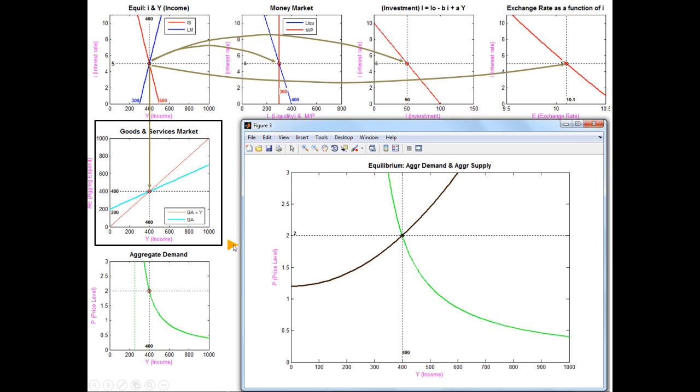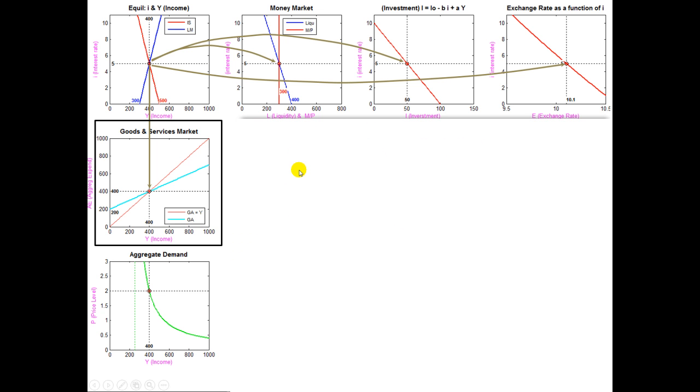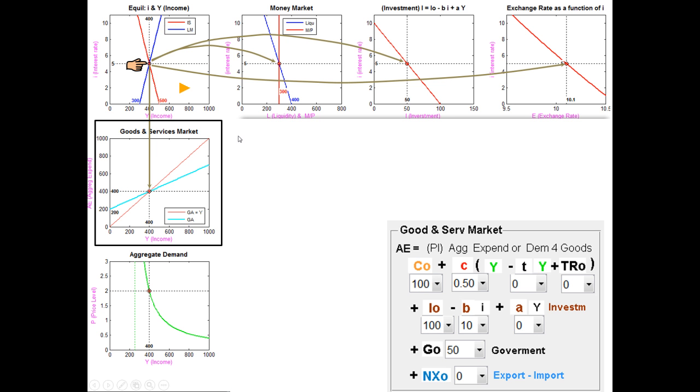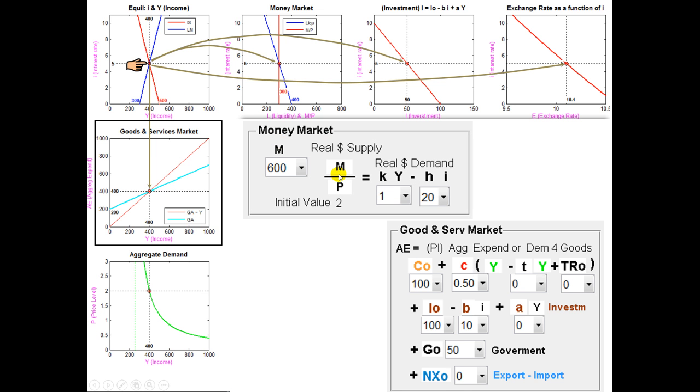We are not going to see anything new in this video. We are just going to review some things. If you have noticed, when we found the intersection between the IS and the LM curve, we used the Goods and Services Market panel and the Money Market panel. We saw that in the video called Intersection of the IS and the LM curves. In that video we used an initial value for P, the price level, and with the information that the price level is 2, we were able to get this intersection. If you don't remember that, you can see the video again, or you can stay with me for a while and I'm going to review this.